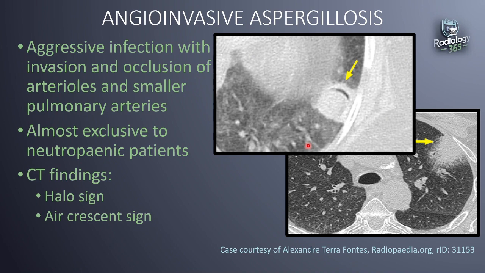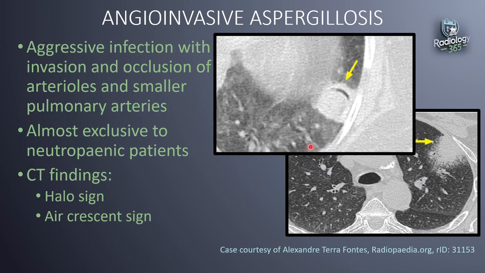Finally, the final category we'll talk about is angioinvasive aspergillosis. And this is an aggressive infection and is characterized by invasion and occlusion of arterioles and smaller pulmonary arteries by the fungal hyphae. Now, while the airway invasive ended at the basement membrane, angioinvasive goes beyond the basement membrane and now invades the blood vessels, the small blood vessels below the basement membrane, hence the name angioinvasive. It's seen almost exclusively in neutropenic patients.